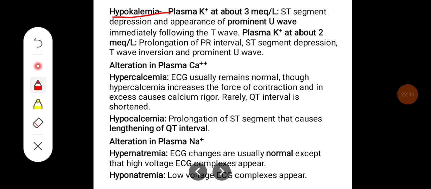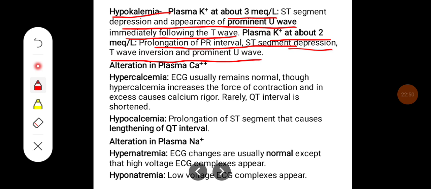In case of hypokalemia, where plasma potassium levels are about 3 milliequivalents per liter, ST segment depression and appearance of a prominent U wave immediately following the T wave occurs. If it is less than 2 milliequivalents, there will be prolongation of the PR interval, ST segment depression, T wave inversion, and prominent U wave will occur.